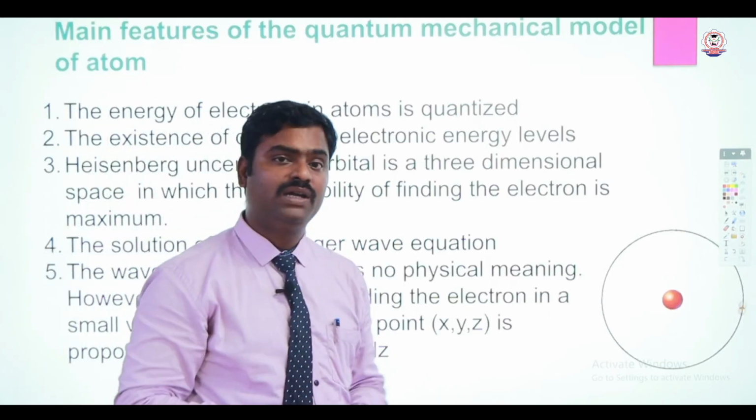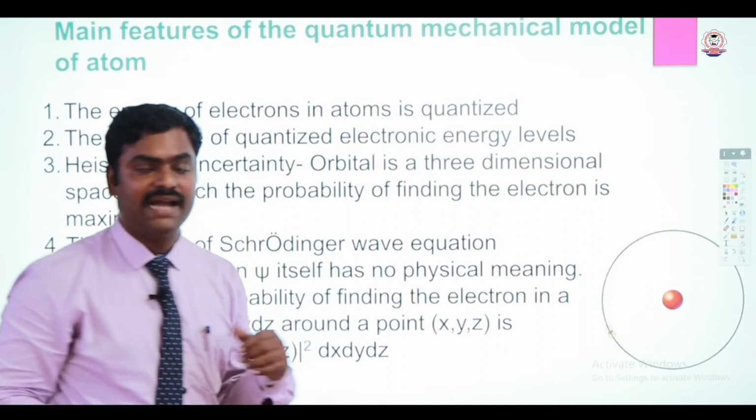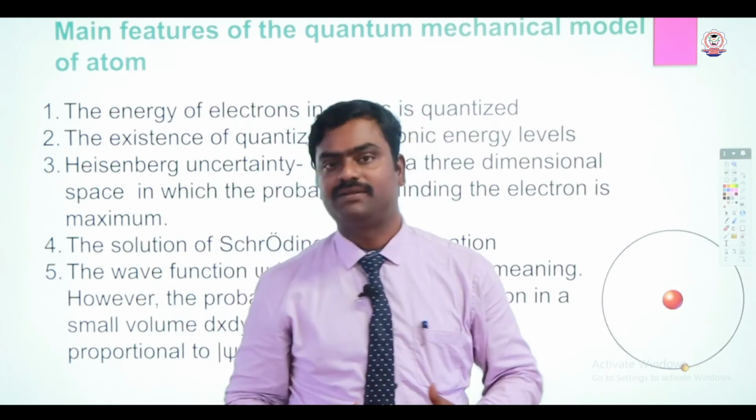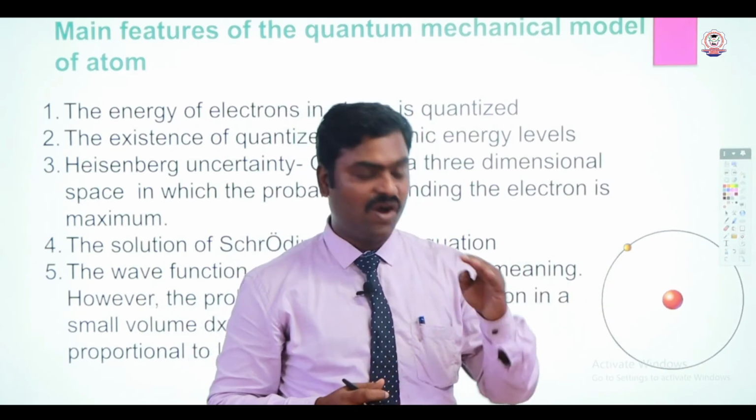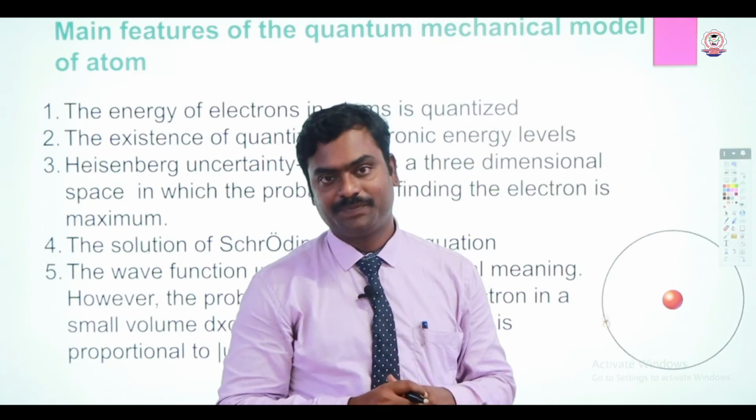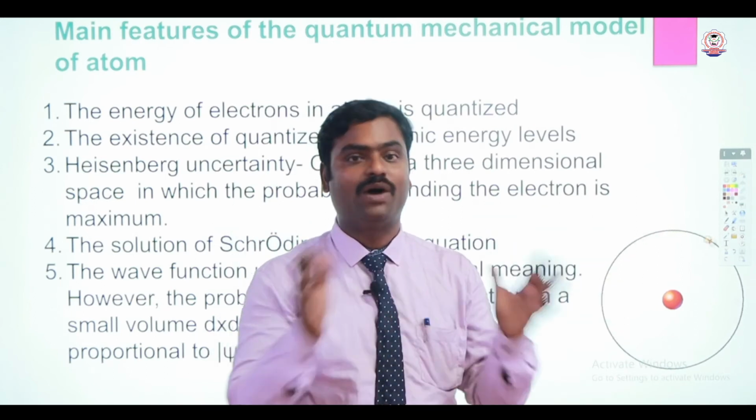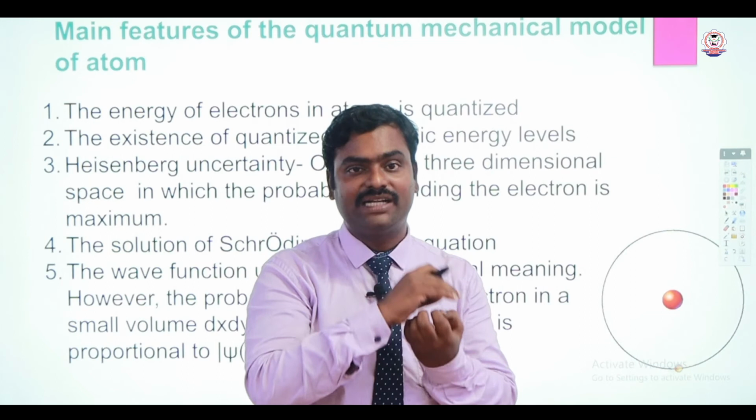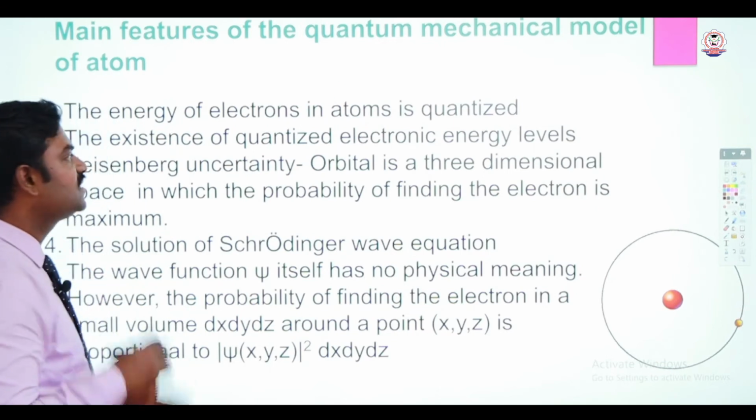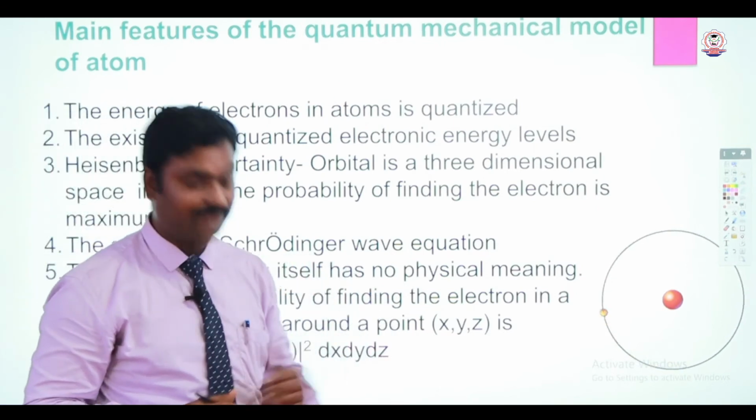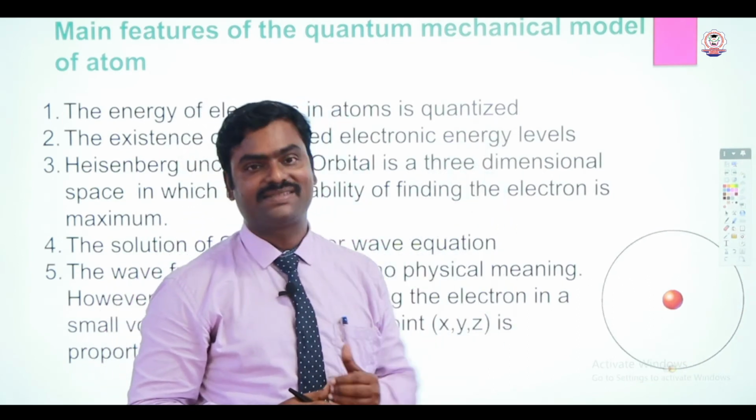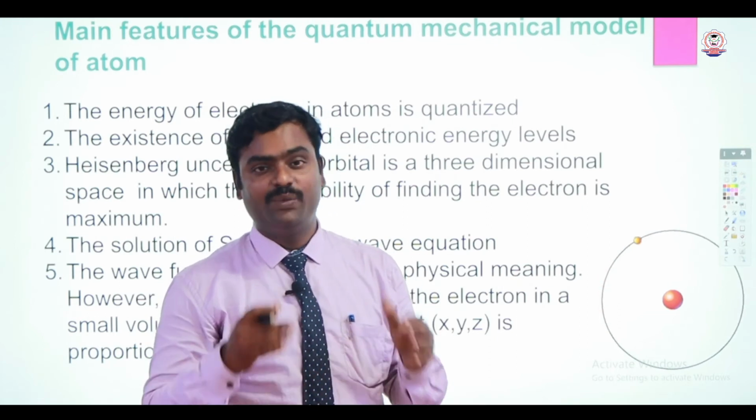What are the features of the quantum mechanical model of the atom? See students, here also the quantization of energy has been accepted, because electrons can reside only in the allowed energy levels, that is orbitals. They won't stay anywhere else they want. They are allowed in particular orbitals only. That is known as energy quantization. Next, the existence of quantized electronic energy levels. That means ground state, first excited state, second excited state, third excited state. These states are possible for every atom.